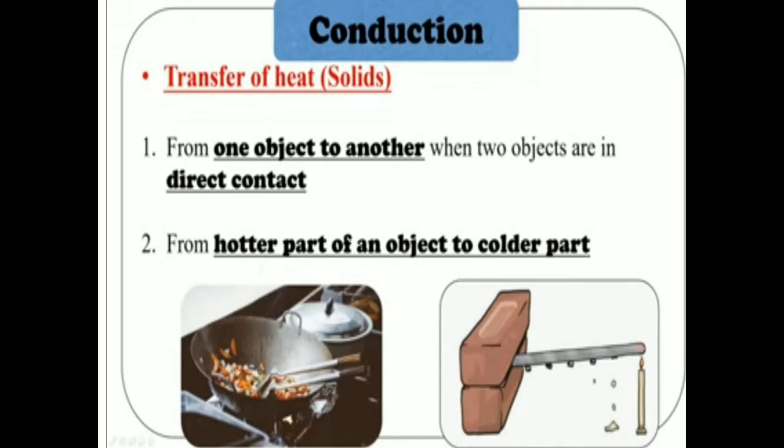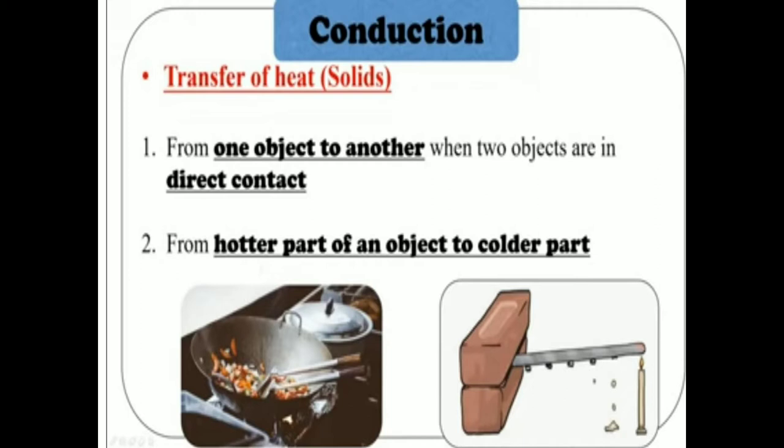Experiment on conduction. Take a rod or flat strip of a metal, say of aluminium or iron. Fix a few small wax pieces on the rod. These pieces should be at nearly equal distances. Clamp the rod to a stand. If you do not find a stand, you can put one end of the rod between the bricks. Now heat the other end of the rod and observe what happens to the wax pieces.